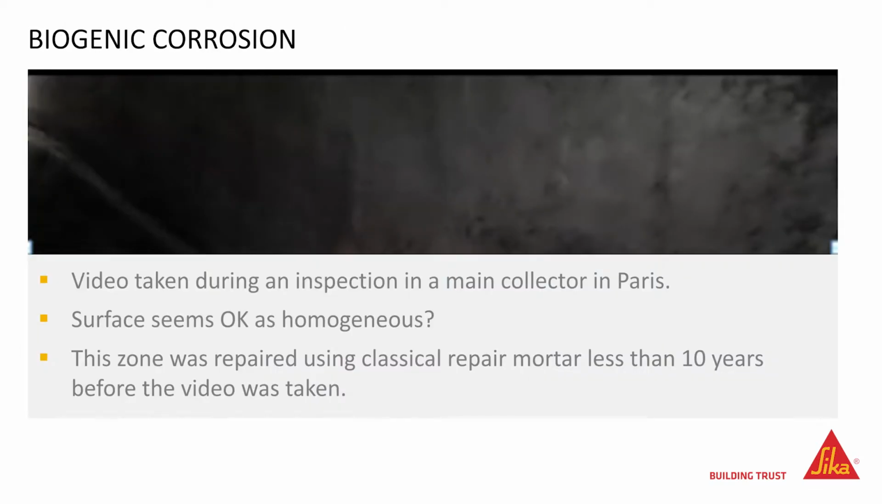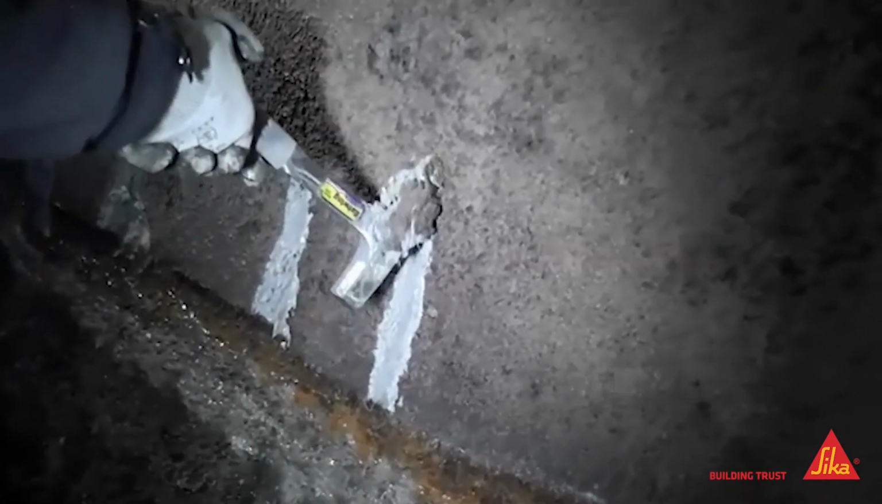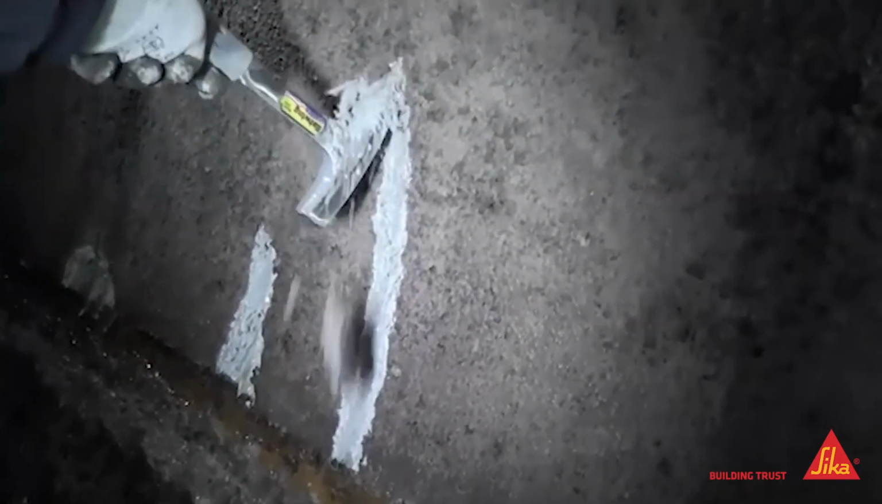The following video was taken during inspection in a main collector sewer in Paris. The owner of the structure commented, "The problem was not so serious in this specific location as the surface of the zone repaired some years before was looking homogeneous." Obviously, the owner's comment was an understatement. We can clearly see in this video the soft material easily being scraped off is gypsum that has been produced by the acid attack. Soon the reinforcement bars will start to corrode, placing the structure in real danger.